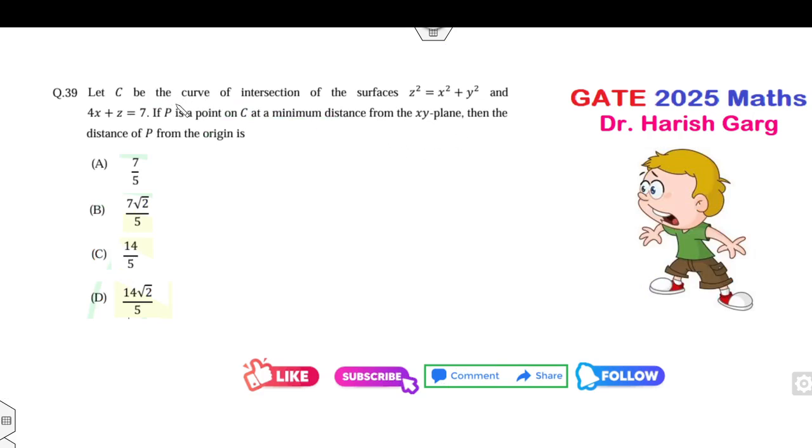Okay, look at this another one. C is the curve of intersection of the surface z square equals x square plus y square and 4x plus z is equal to 7.